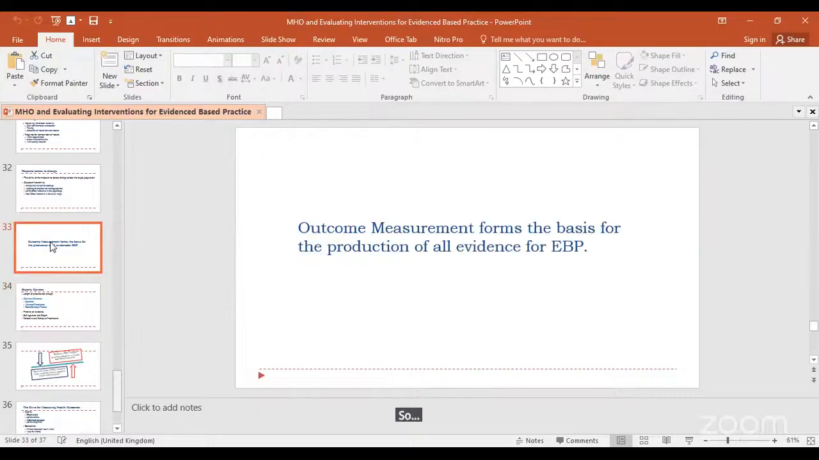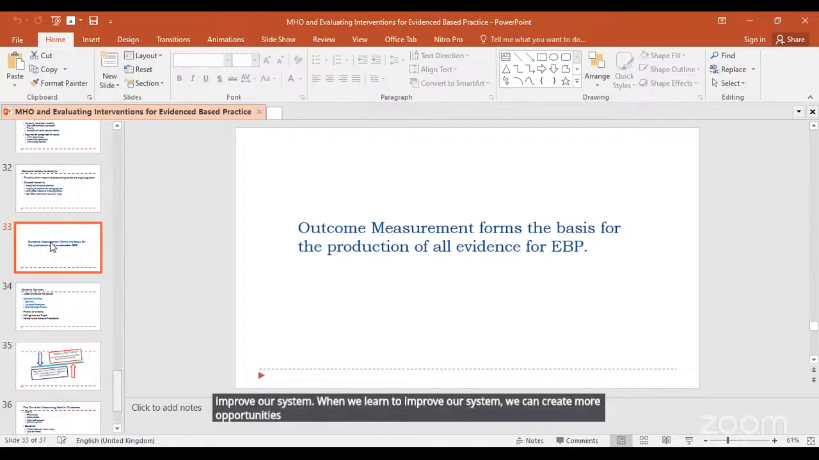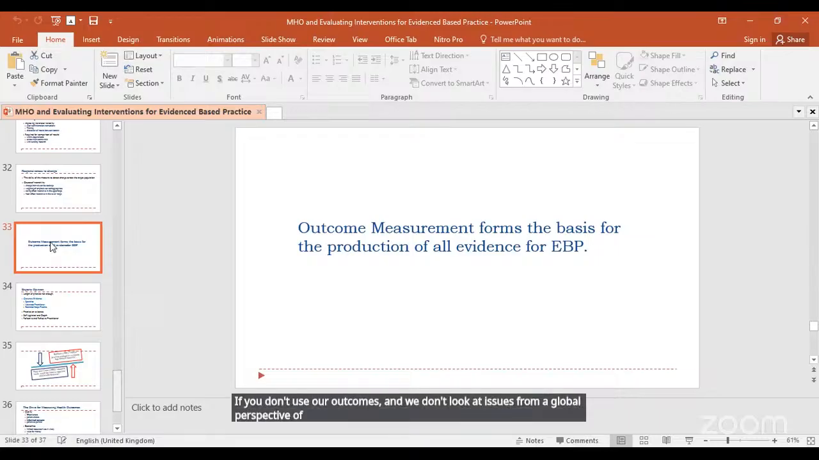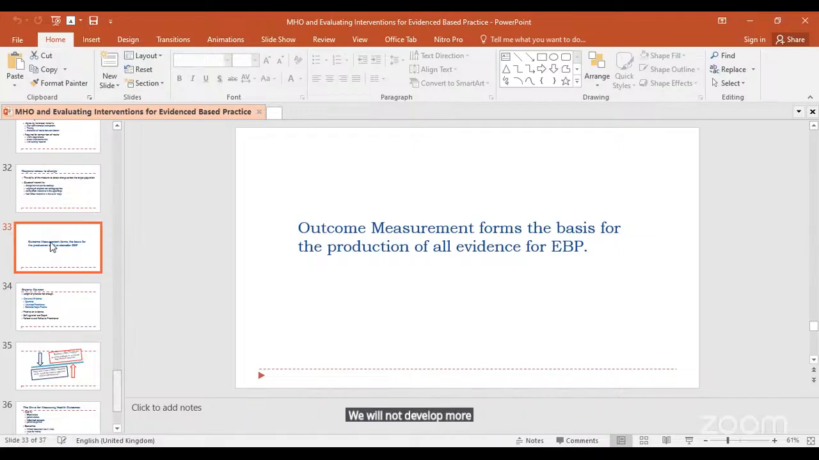So if we look at it, basically, why do outcome measures form the basis for production of all evidence? Let's try to apply them within the context of the overall system so that we can improve our system. When we learn to improve our system, we can create more opportunities. We can create more services. If we don't use our outcomes and we don't look at issues from a global perspective of the system, we will not develop more services for the system.